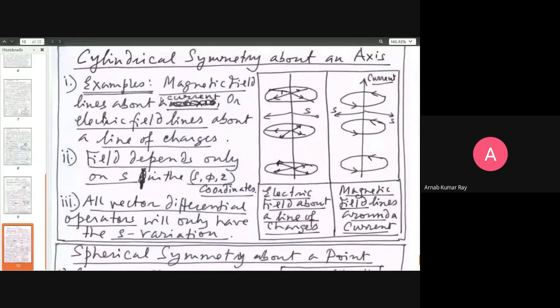Why? First, let me just read out a few things. Magnetic field lines about a current, as in this diagram, or electric field lines about a line of charges. Here, the field depends only on S in the S phi Z coordinates. The field will depend only on the S coordinate, not on phi, not on Z. So that's why you'll be working with a single coordinate. That is the mathematical advantage of taking cylindrical coordinates.